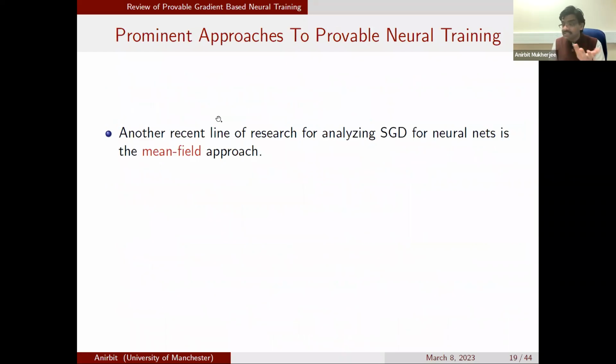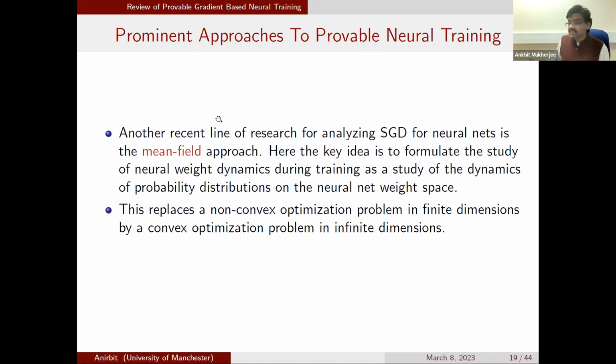The other approach is the mean field approach. A lot of research has happened on the mean field approach. Here, the key idea is to formulate the study of neural weight dynamics during training as a dynamics in the probability distribution of a space of weights. So what starts off as a non-convex optimization problem in finite dimensions is replaced by an infinite dimensional convex optimization problem, because you're turning the problem of optimization in the weight space into an optimization in the space of measures over weights. This is a mathematically very attractive approach, and a lot has been written.